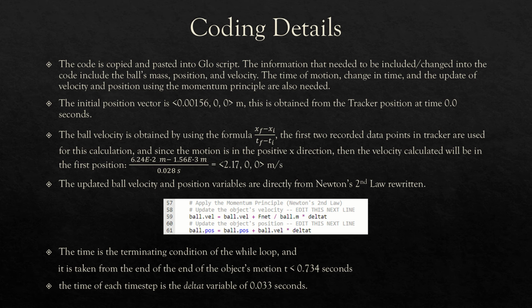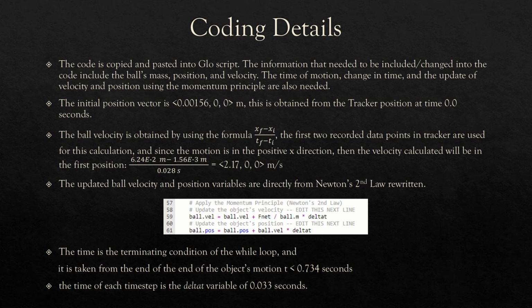0.00156, 0, and 0 meters. This is obtained from the Tracker position at time equals 0 seconds. The ball's velocity is obtained by using the following formula. The first two recorded data points in the Tracker are used for this calculation, and since the motion is in the positive x direction, the velocity calculated will be in the first position. This is the vector for the ball velocity, 2.1700 meters per second.